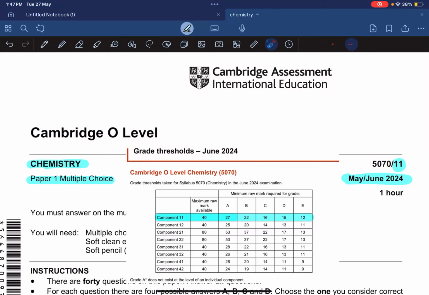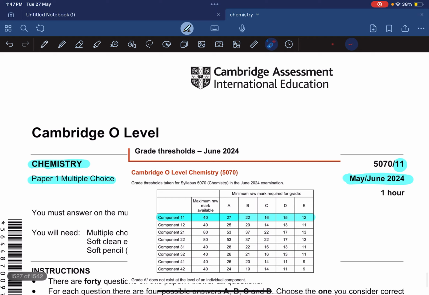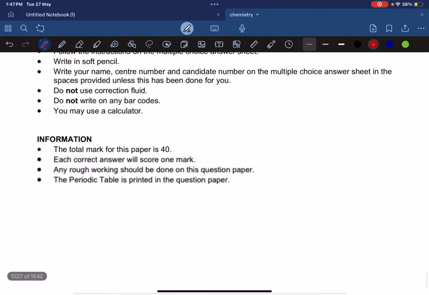Hi, today we're going to be starting with Cambridge Chemistry, Paper 1, Multiple Choice, May June 2024, Paper 11. And the grade threshold for this paper was 27 out of 40 to get an A. So, let's get started with this paper.